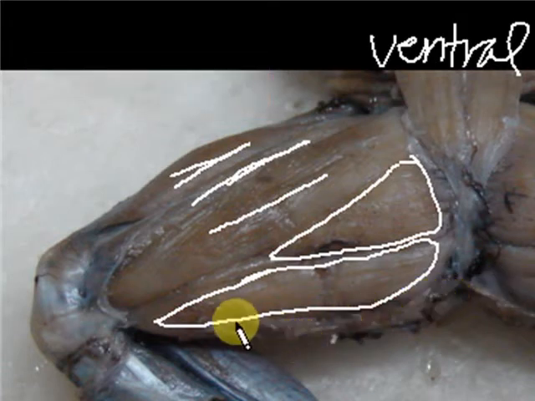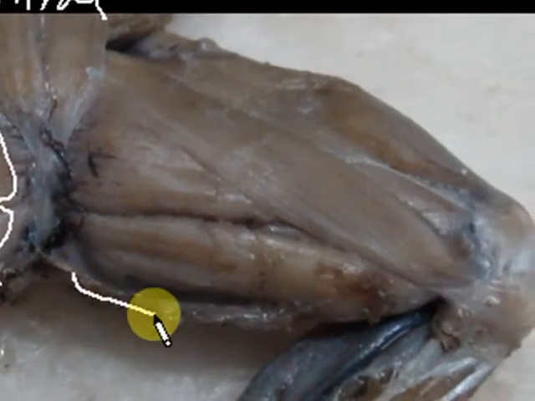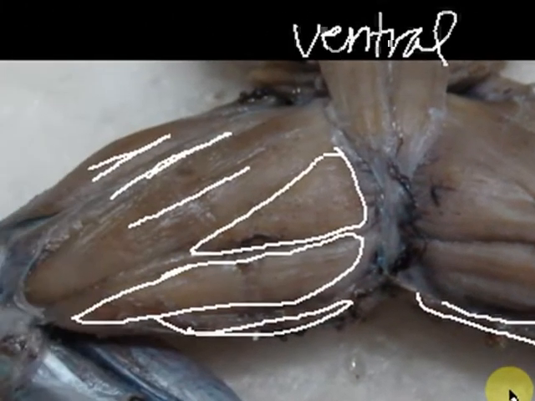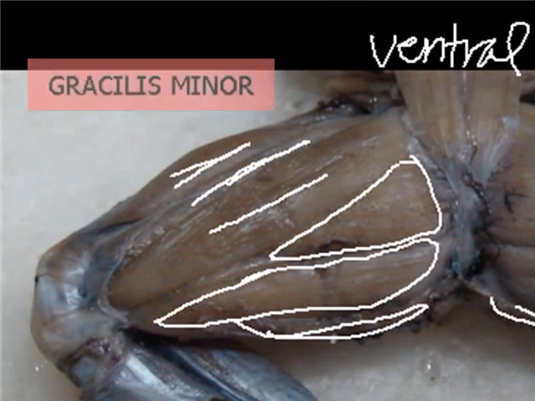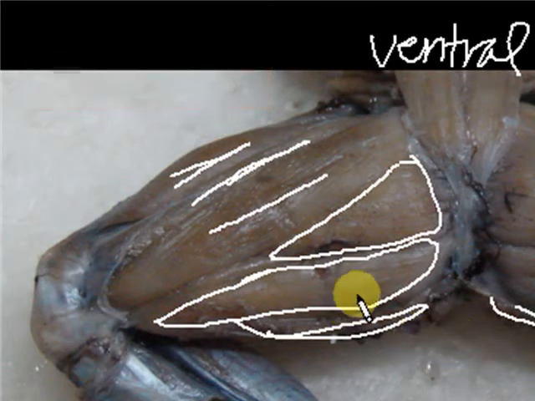And then the one right here, hanging right there, as you can see, it looks a bit pathetic because a part of it was removed when you skin the toad. So if you're not careful, it can be removed. That's why I told you to be careful. That is the gracilis minor. Major because it's big, minor because it's small. So those are the muscles of your thigh.